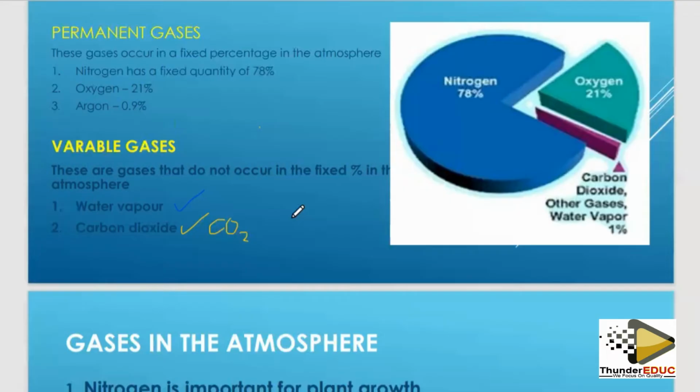So the concentration will be higher if we were to take a sample of the atmosphere from an industrialized area compared to the rural countryside. So it's also a variable gas which tends to differ in composition from time to time and from one geographical space to another. That is with carbon dioxide.